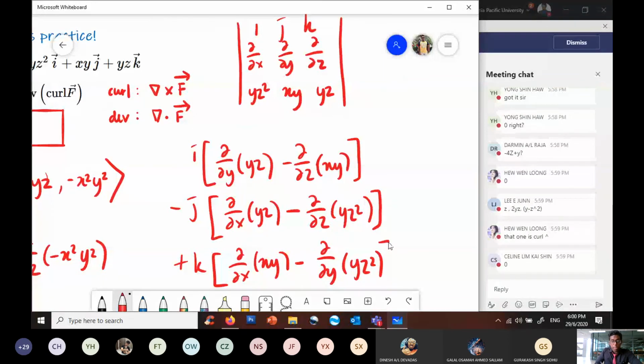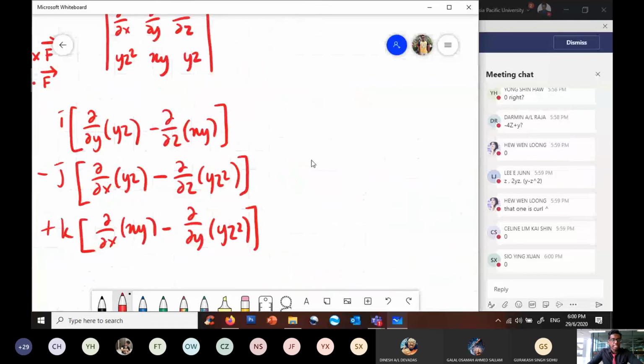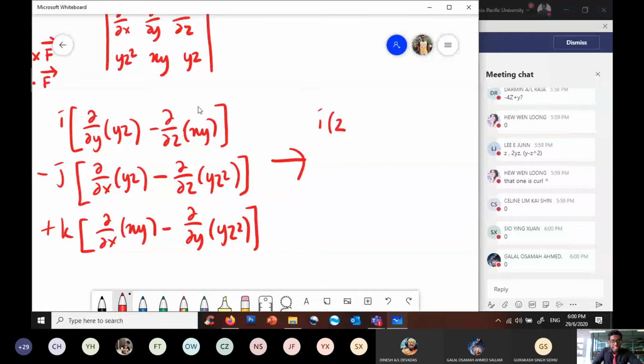It's a long process, but I believe it can be easily simplified here. Those who are getting 0, good, you are getting the answer. Anyway, differentiate this with respect to y, you only get z. Differentiate this with respect to z, you get nothing, 0, isn't it? Differentiate this with respect to x, you get 0. Differentiate this with respect to z, you will get 2zy or 2yz.